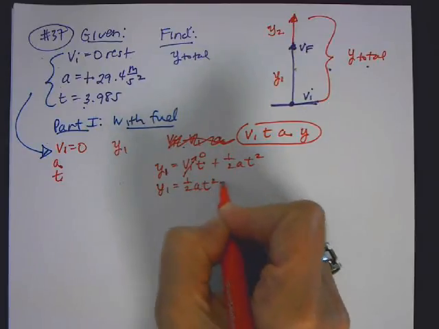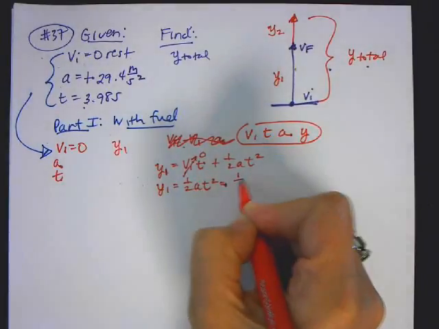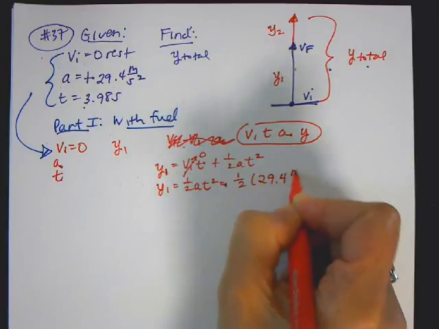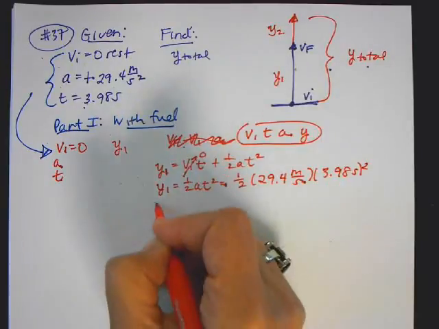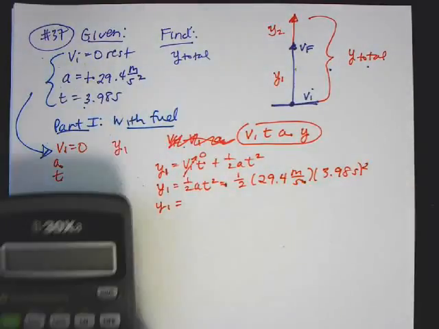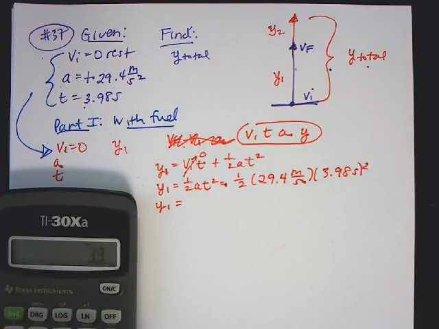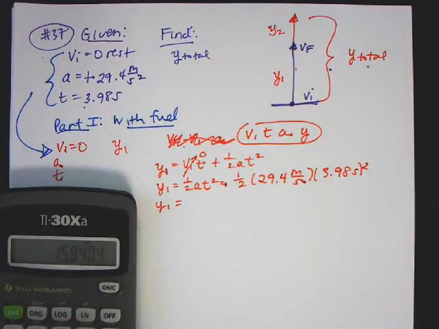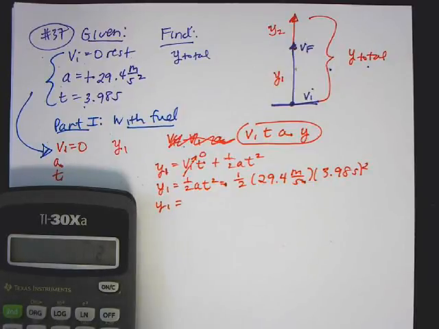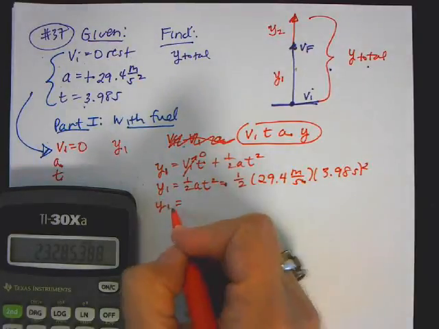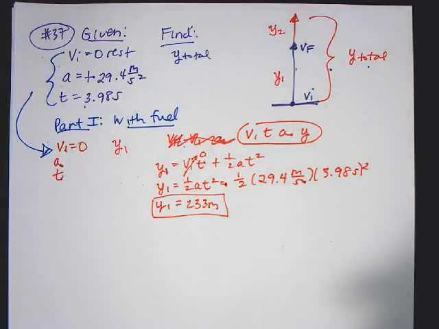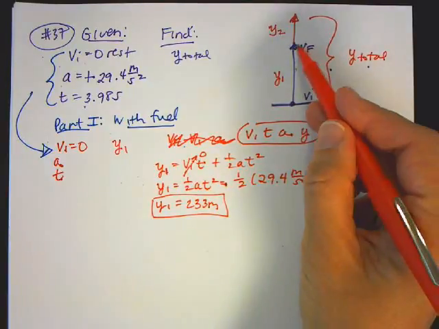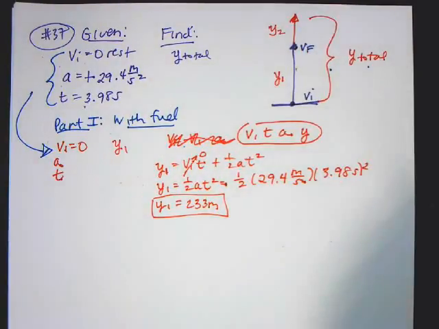So it's equal to 1/2 times 29.4 meters per second squared times 3.98 seconds squared. So when I do that on my calculator, 3.98 squared times 29.4 divided by 2, I get 232.85, so I'm going to say that first distance is 233 meters. So, from here to here, I figured out how high it goes with the fuel.